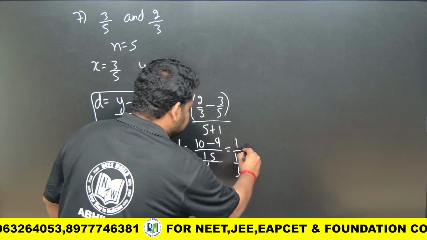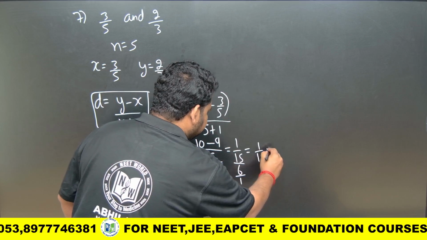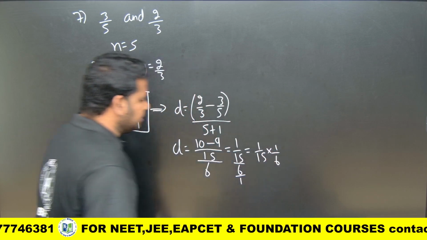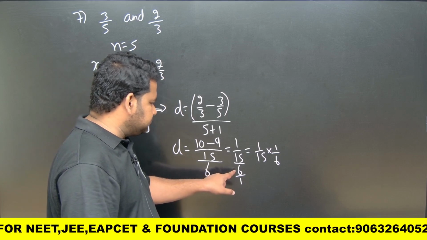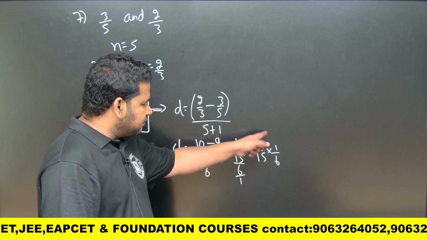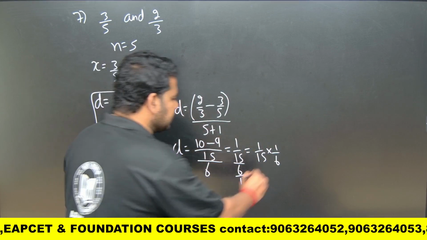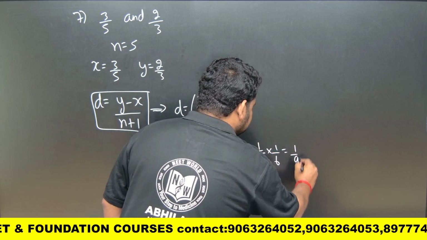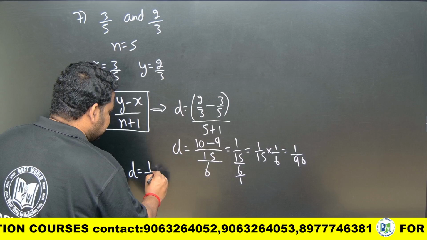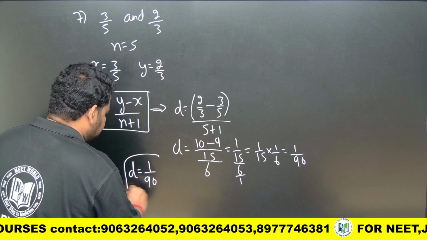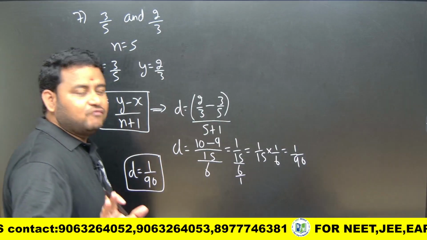Next step, it will become 1 by 15 into 1 by 6. If I cross multiply, this 1 will go up, 6 will come down. So, 15 6s are 90. What is the value of d I got? I got the value of d as 1 by 90. It is not 90, it is 1 by 90.